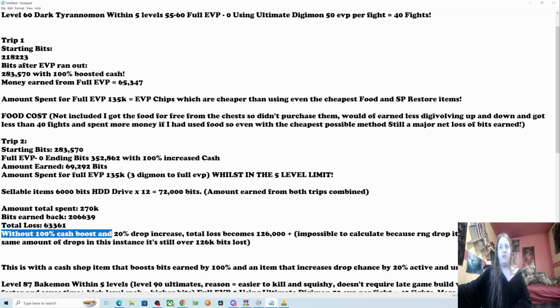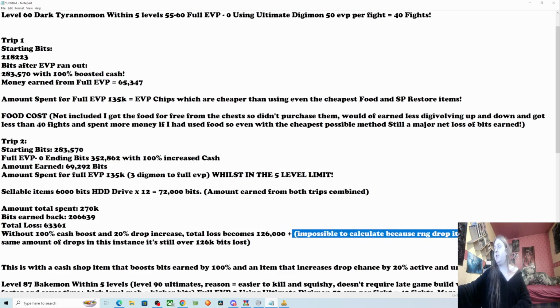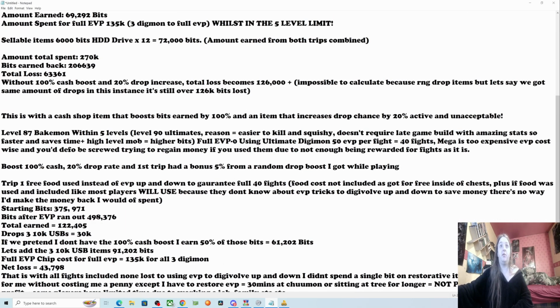Without the 100% cash boost and 20% drop increase, total loss becomes 126,000 plus. That means more than that much. It's impossible to calculate because of RNG drop items, but let's say we got the same amount of drops in this instance, it's still over 126,000 bits loss. Because you have to consider that if I did not have this cash boost, the amount I would have lost here would have been doubled. I can't calculate the 20% increased drop rate of getting the USBs, so I can't really put that into proper calculation. So we just double the amount of bits here. That's 126,000 plus in terms of the amount of bits I have lost already with 100% cash increase.